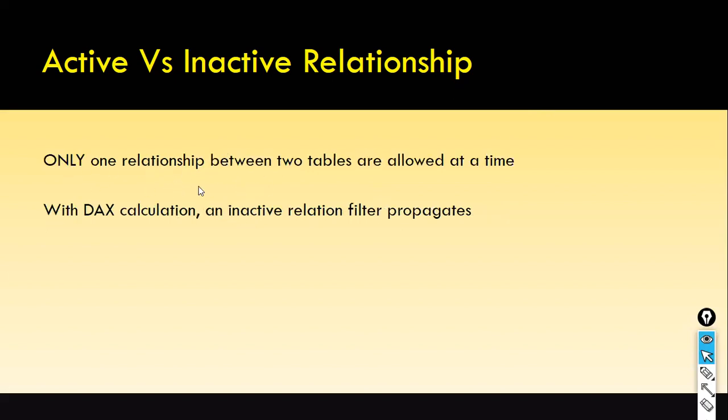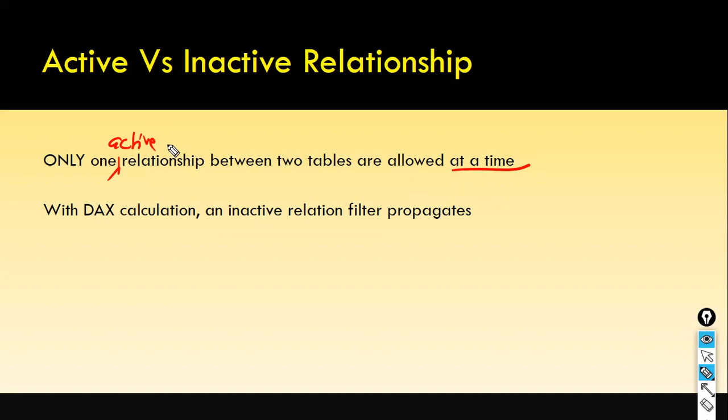You can create only one relationship between two tables at a time. You cannot create more than one active relationship. Sorry, here I should have mentioned this is only one active relationship. You can create multiple relationships between the tables, but you can create only one active relationship between two tables at a time.